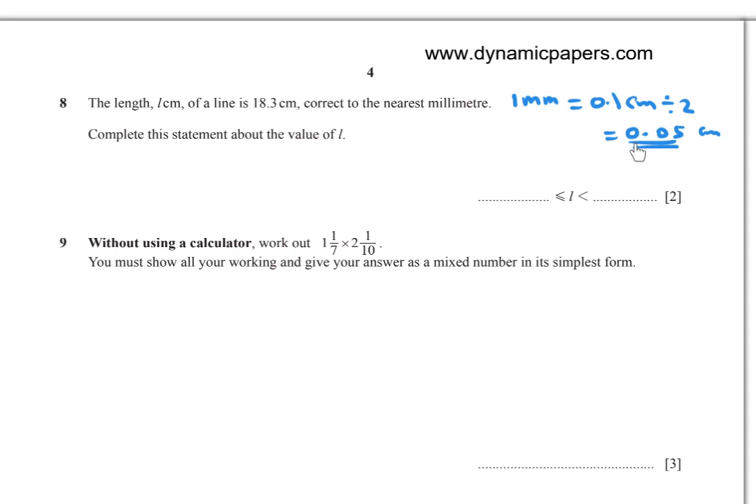So to find the upper, add. To find the lower, subtract. So 18.3 minus 0.05, so 18.25. This is the lower bound. To find the upper bound, 18.3 plus 0.05, so 18.35.